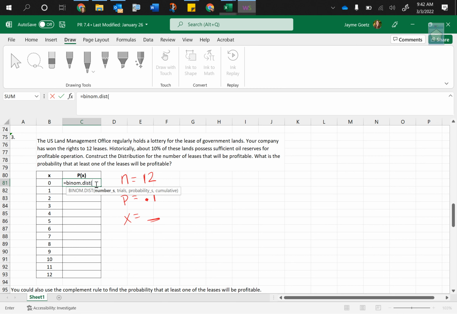So what I'm going to do for the number of successes is come over here and just click on this cell. I want the number of successes to be whatever number is in that cell. Then the rest of it I can fill out. So comma, we have 12 trials, comma, the probability of success we said was 0.1, and then comma, cumulative, again, is false. I don't want it to accumulate. I only want the probability for that one number. All right? Then I'm going to hit enter, and you should get 0.28-ish. Now what you're going to do is click on that, and just drag it down to auto-fill the rest of that table.